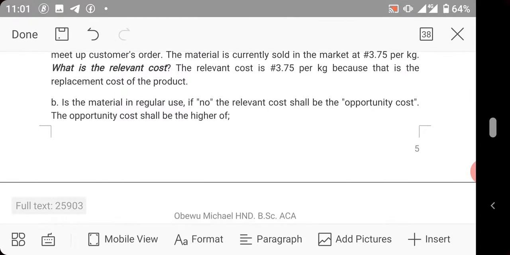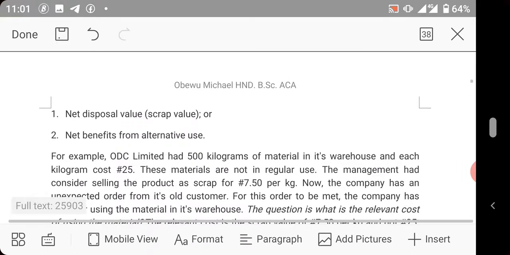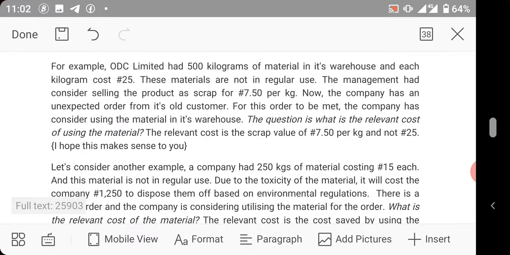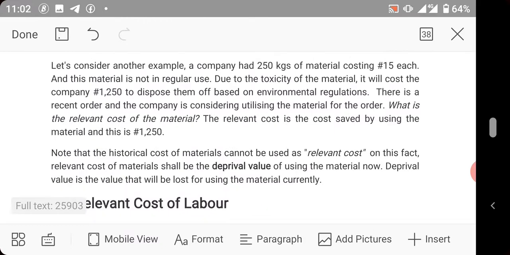Scenario 2, is the material in regular use? If no, the relevant cost shall be the opportunity cost. I've explained the meaning of opportunity cost. Opportunity cost shall be the higher of net disposal value or net benefit from alternative use. I gave an example, so read up on that.